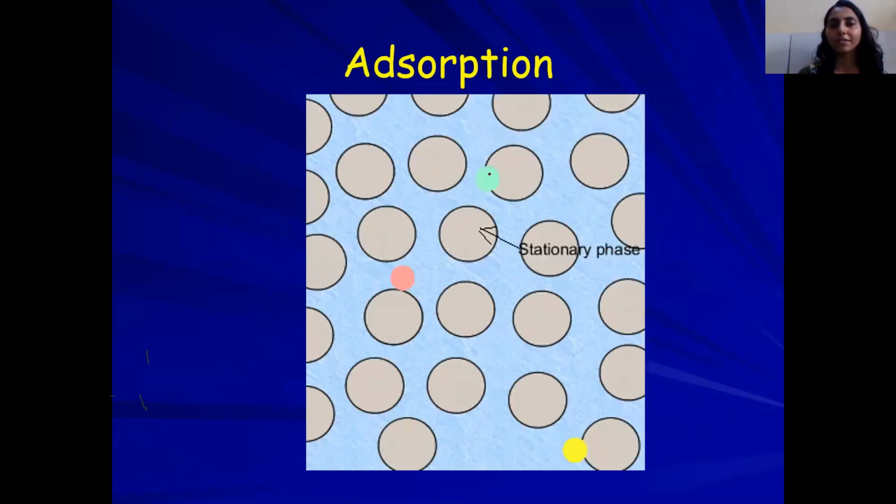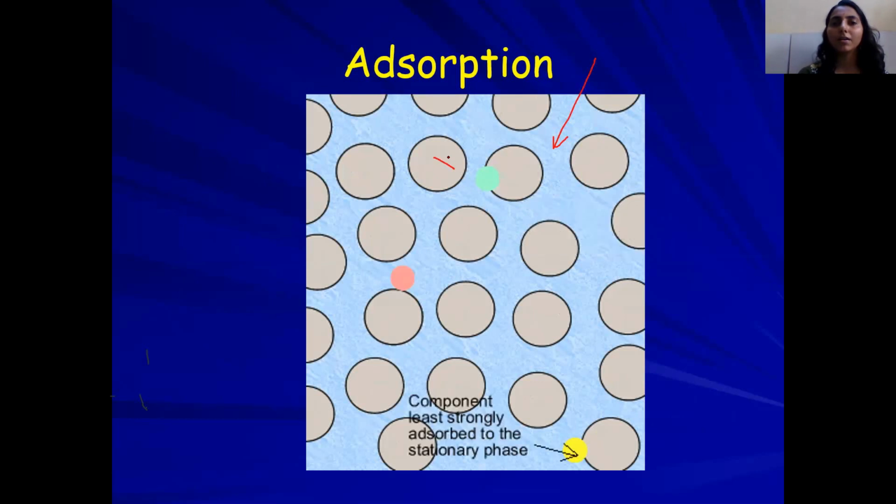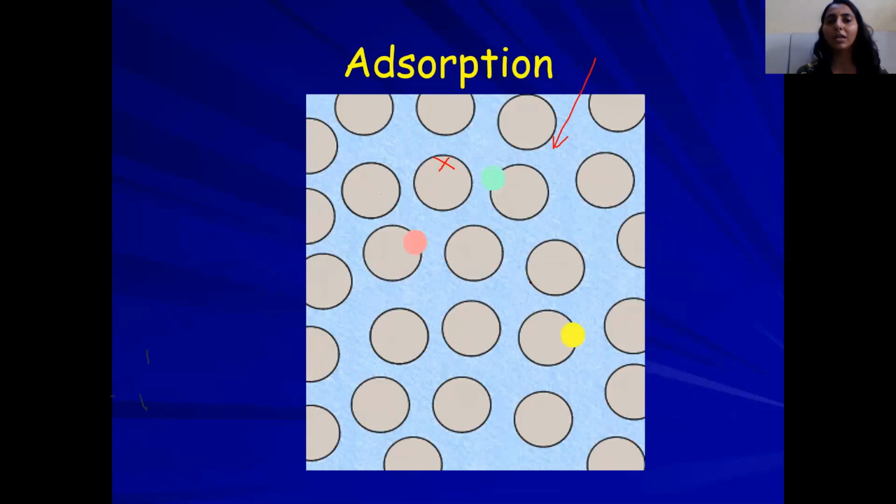So what you have is, this is your mobile phase, which is moving through your static phase or stationary phase. Okay, and these are the different compounds that you can see, they are flowing down, the blue color, the pink color, and the yellow color.